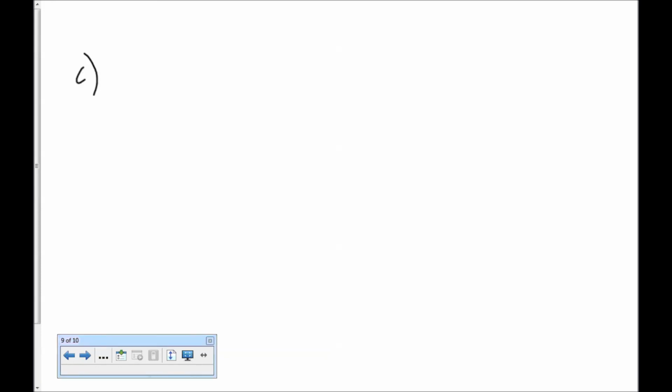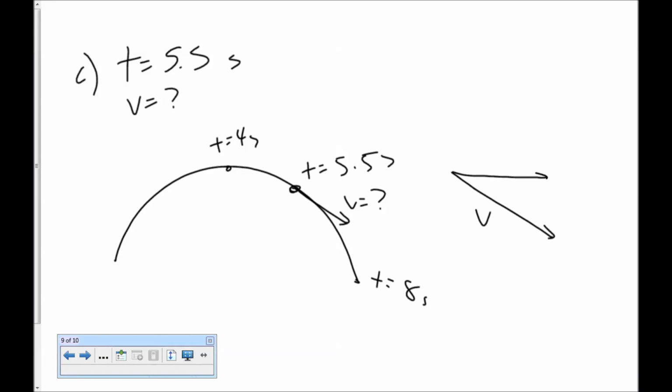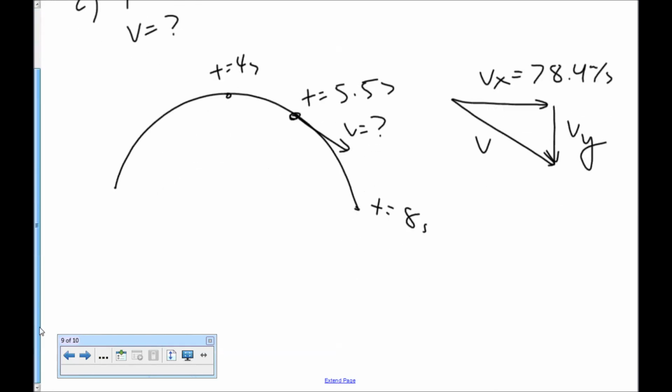Question C. Time is 5.5 seconds. We're trying to find the velocity. So the idea is, time is 4 seconds, time is 8 seconds. So over here is going to be 5.5 seconds, and I want to find that velocity. So to find that velocity, I need to know how fast it's moving horizontally, and I need to know how fast it's moving vertically. So it's a two-step process. First of all, I know my Vx is 78.4 meters a second because it's constant, but I got to find my Vy, and this is the step people always forget.